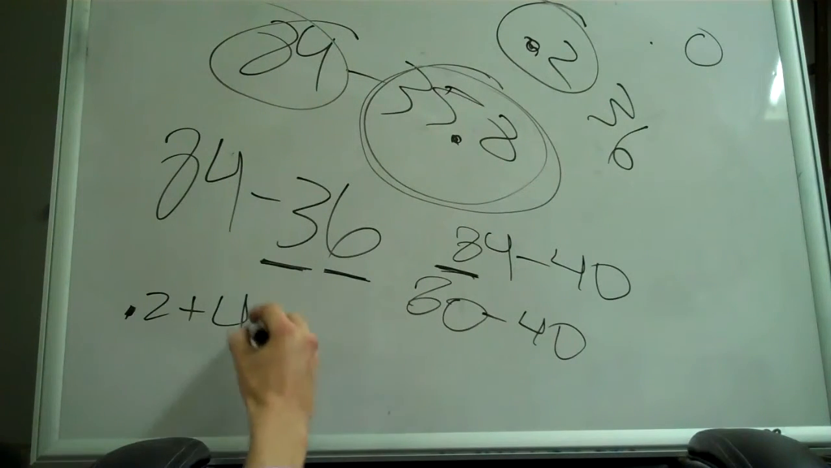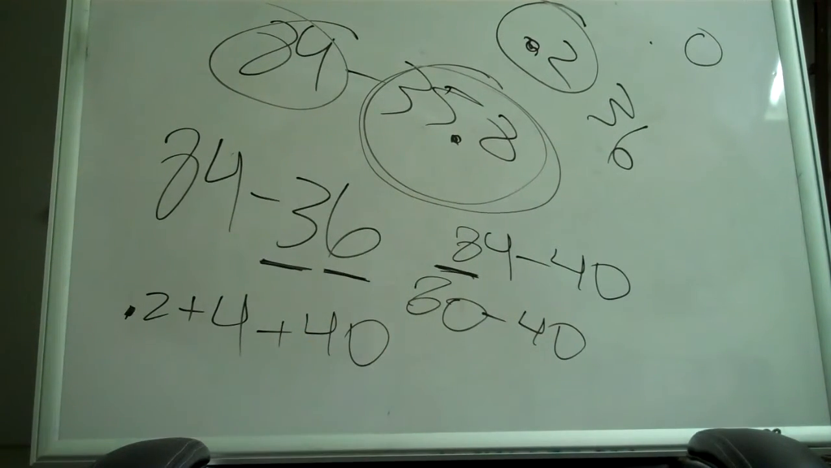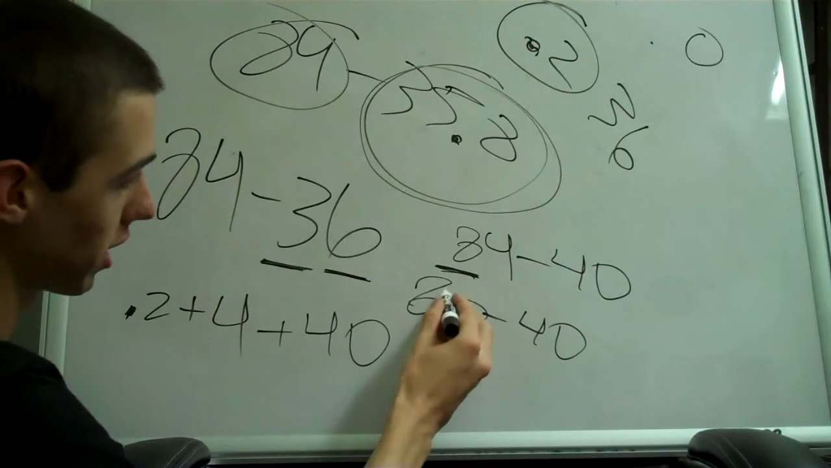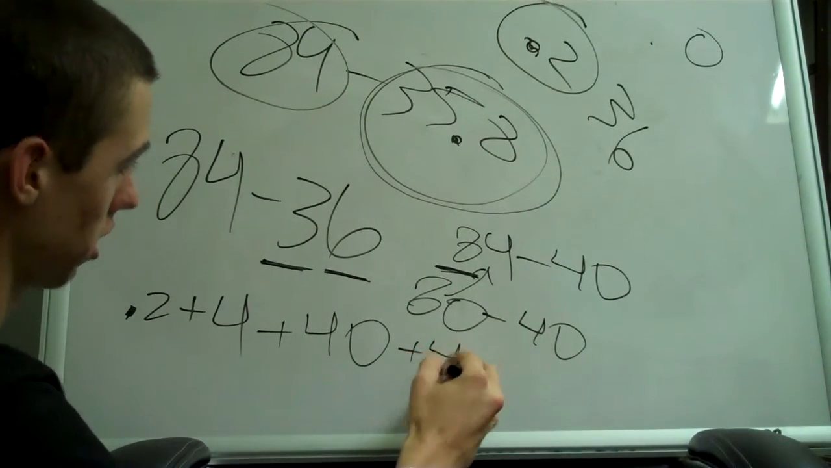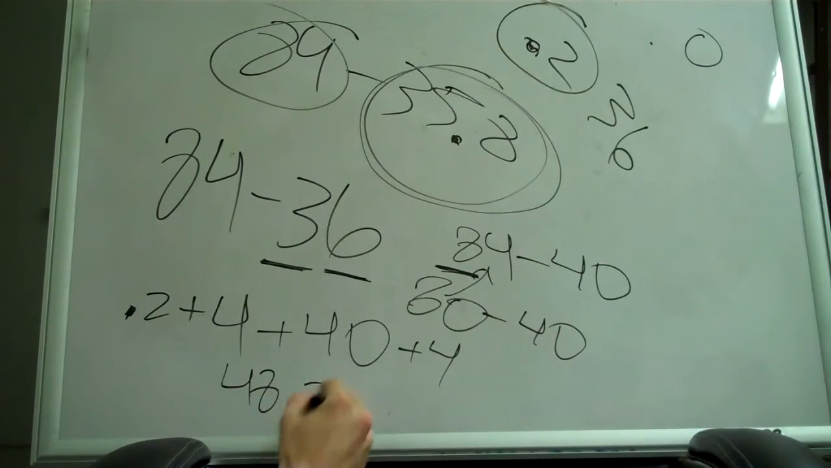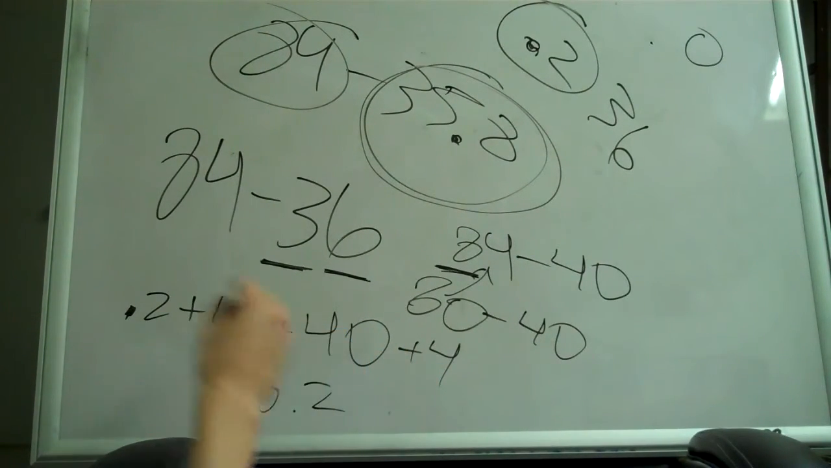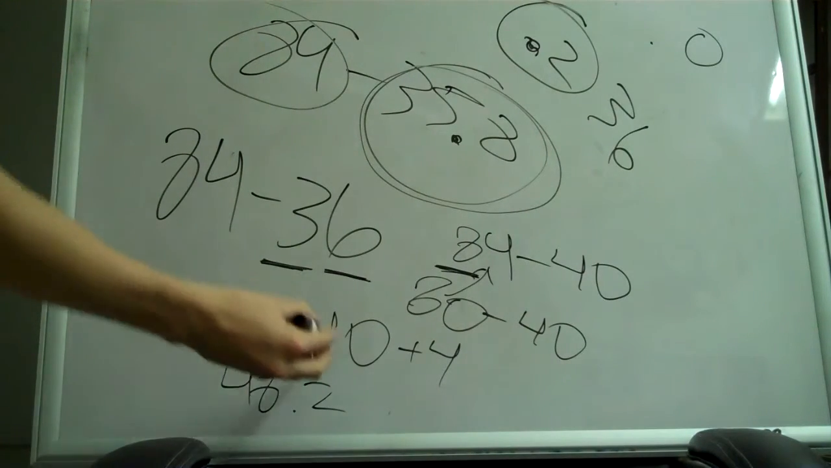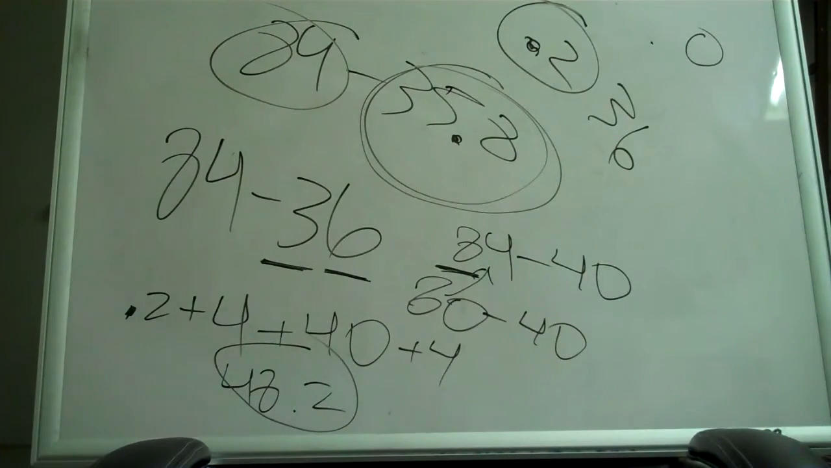So 80 minus 40 plus 40. And now all we have to do to get to 84 is add on a 4. So all these added up, that's really easy to do. 48.2, right? 4 plus 4 is 8, plus 40 is 48, plus 0.2 is 48.2. Bam! 48.2. Hopefully that's the answer. Yes, that is the answer, 48.2.